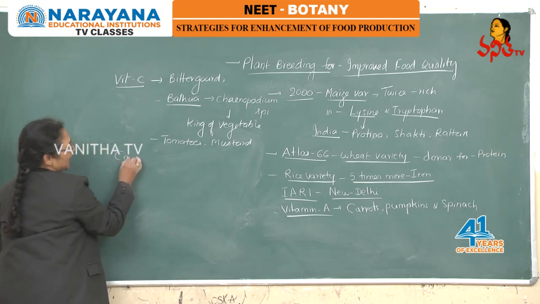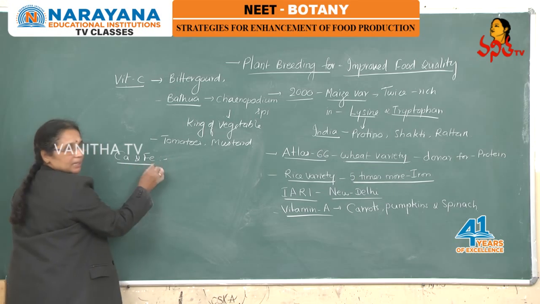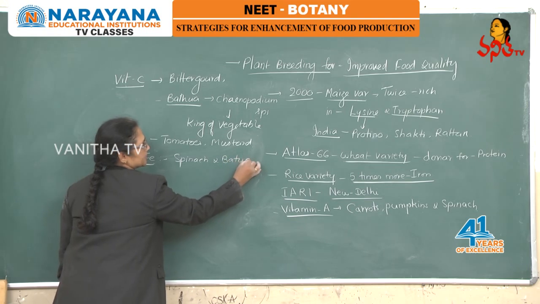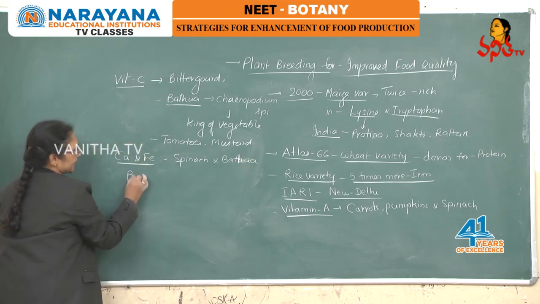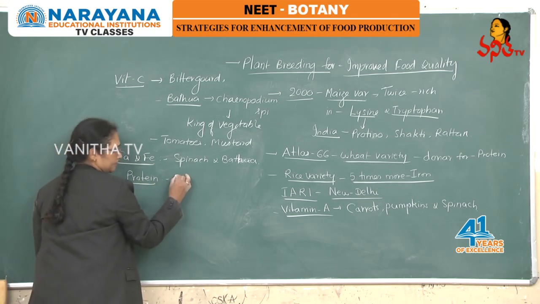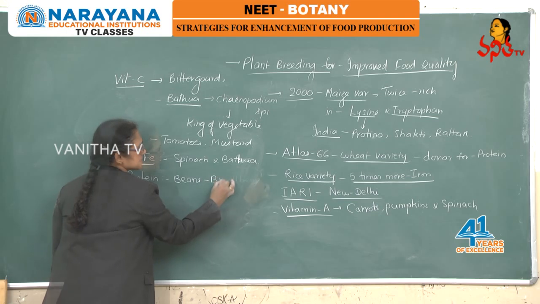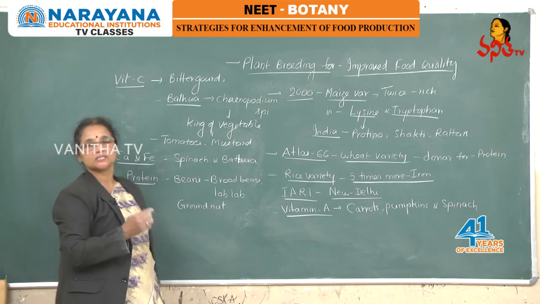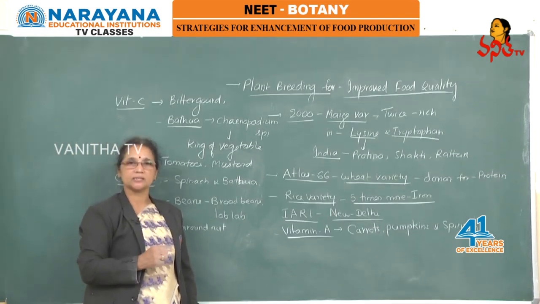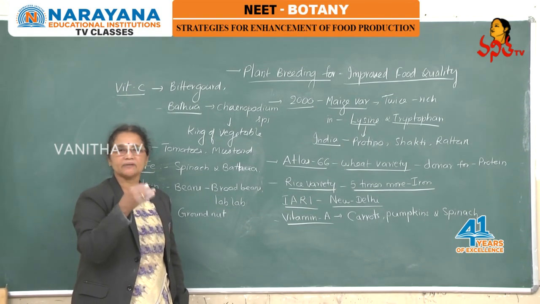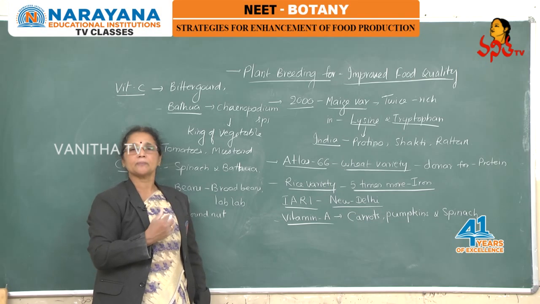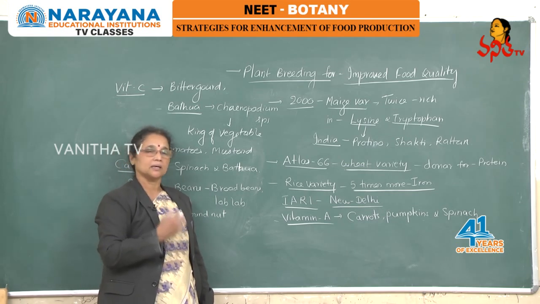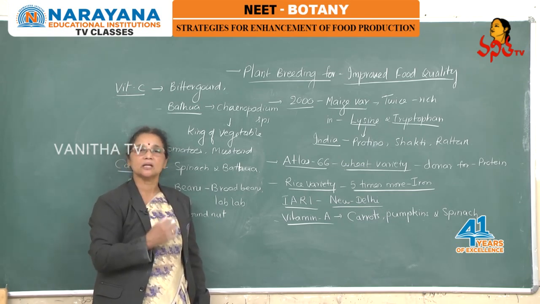Similarly, calcium and iron rich spinach and bathua are developed by the same organization. And protein rich beans like broad beans, lab lab, groundnut, all these are different crops which are rich in different types of micronutrients. So by consuming these, even the common man can be saved from the deficiency symptoms of micronutrients, which result in diseases and reduced mental abilities.